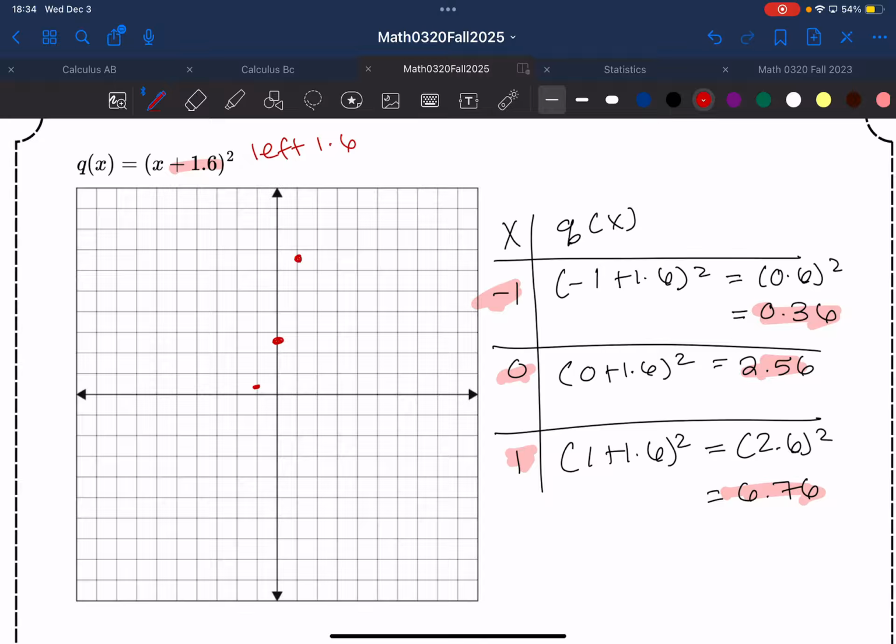I know it's going to move to the left only 1.6, so it should hit somewhere around here, right? Because that's a little bit more than 1. So when I draw this, I draw it like that, trying to make it as symmetric as possible on both sides.